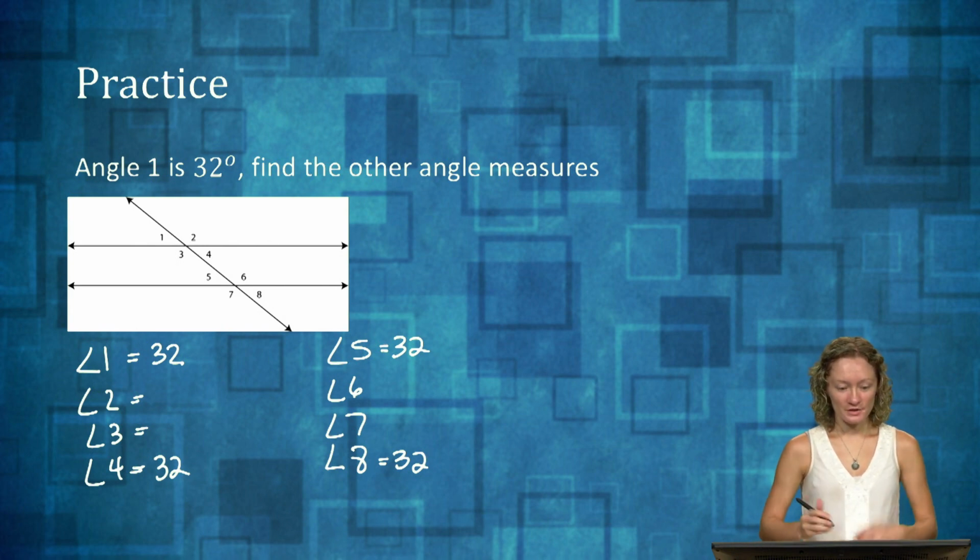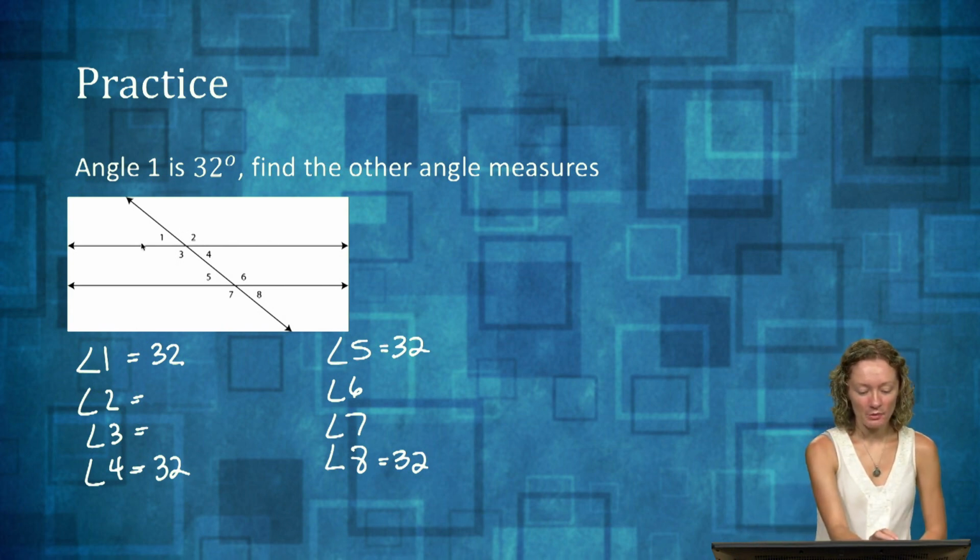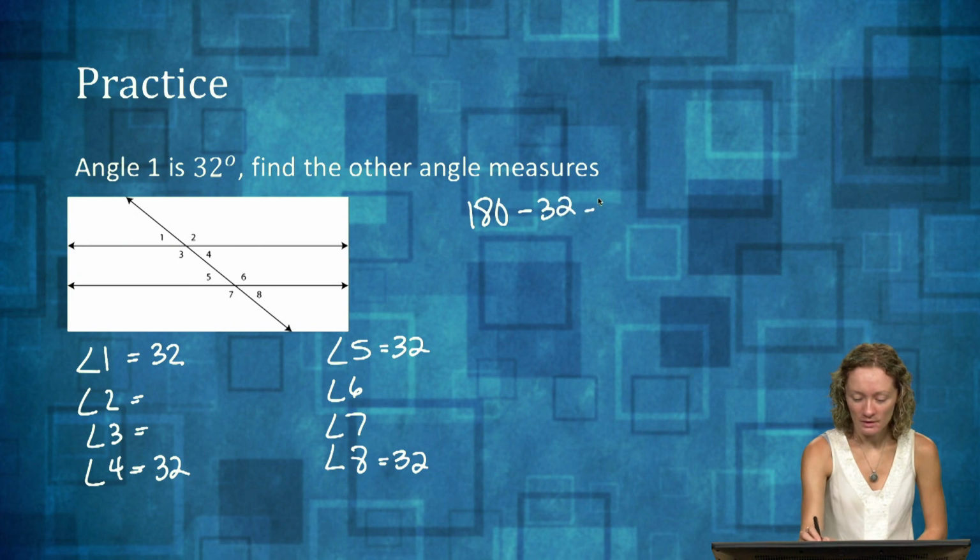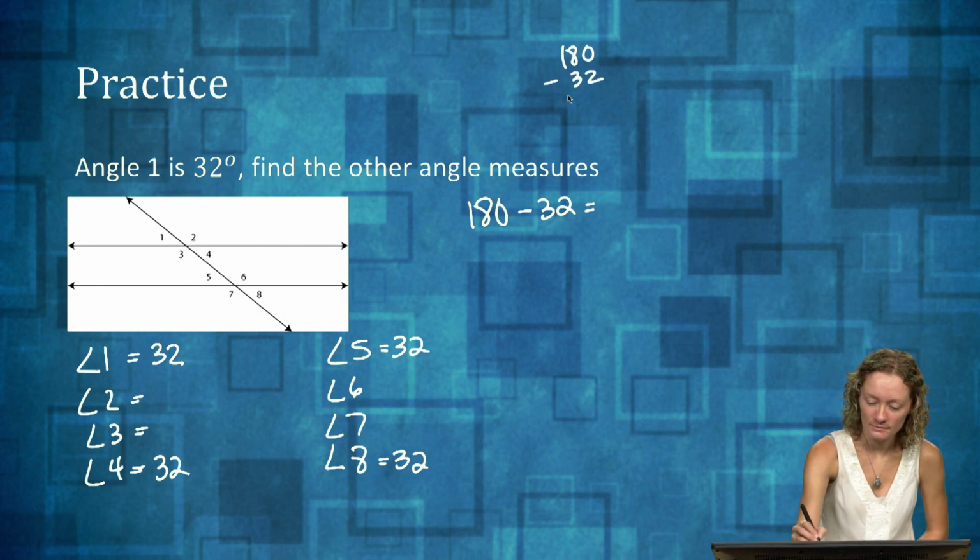How do we find the others? Well, we know that, for example, angles 1 and 2 have to add up to be 180, so we'll say 180 minus 32 gives us our measure for angle 2. Didn't bring the calculator. 148, which is angle 2.